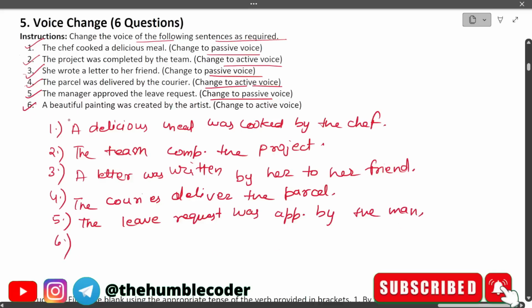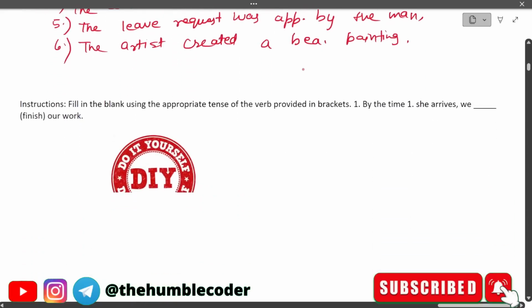Next up, we have the sixth question, which is: a beautiful painting was created by the artist, and we need to change it to active voice. The correct answer will be: the artist created a beautiful painting. Okay. So hope you have got a clear understanding of these types of questions too. Now let's quickly move on to the next one.